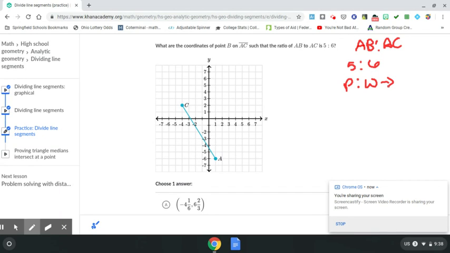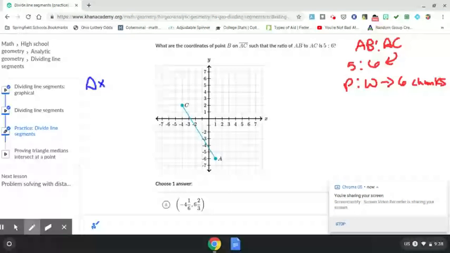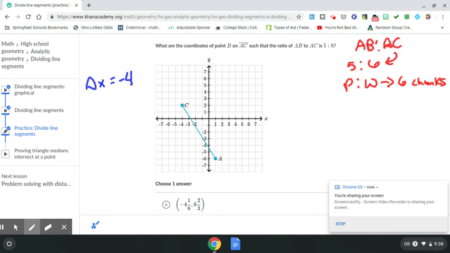I know they want me to divide AC up into 6 chunks. So I know it's going to take me 6 different movements to get from A to C if I divide this thing up into the ratio that they want. So let's jump over here and find our change in X and change in Y. For change in X, what do I have to do to get from A to C? Well, let's start at C here. My X coordinate for C is -4. My X coordinate for A is 1, so I subtract 1, and that gets me -5. So that means to get from A to C, I have to go left 5.